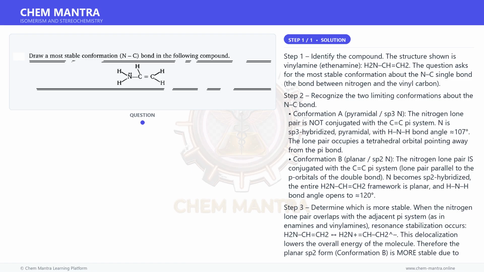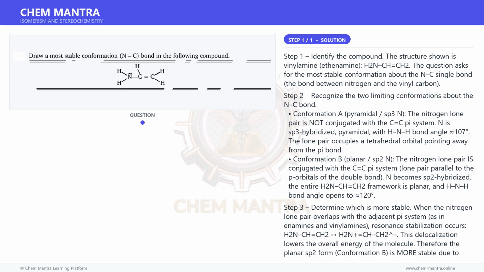Conformation A. Pyramidal sp3. The nitrogen lone pair is not conjugated with the C=C pi system. N is sp3 hybridized, pyramidal, with an H-N-H bond angle of 107 degrees. The lone pair occupies a tetrahedral orbital pointing away from the pi bond.